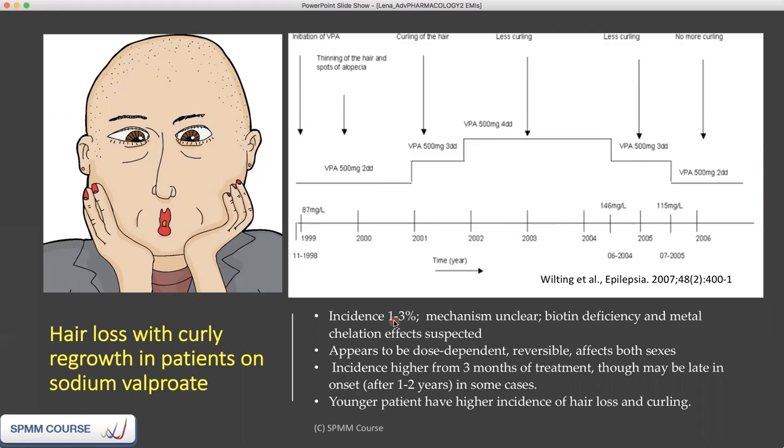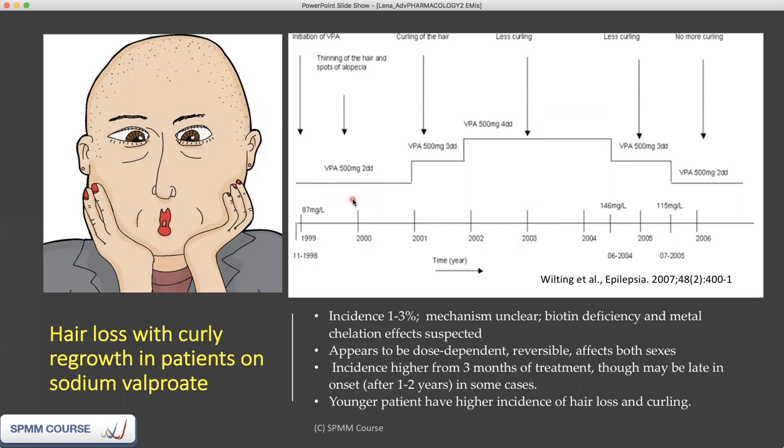Incidence is around 1 to 3%. The mechanism is not clear, but biotin deficiency and metal chelation effects are suspected. The effect appears to be dose dependent. The higher the dose, the more chances of hair loss. And it appears to be reversible. In many people, it grows back after a while, and it affects both sexes.